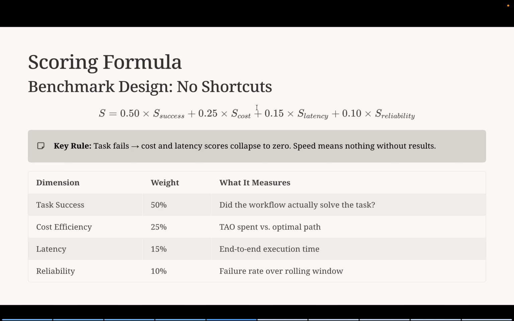Why do you trust it? The basic question. To solve this, we have designed a scoring formula. As you can see, the most weight has been given to task success, obviously, because if you are not able to execute, then there is no benefit from all this cost efficiency, latency, and other things. So it is basically 50% success. You cannot game this by being fast or cheap if you fail the task. 25% for cost efficiency, 15% latency, 10% reliability, and the success-first gating.